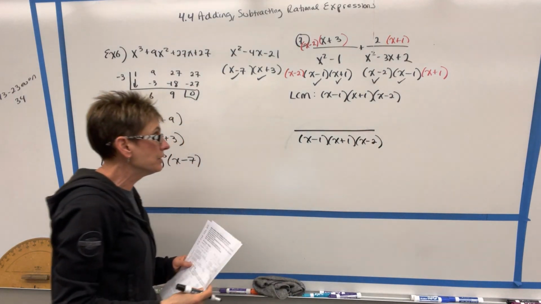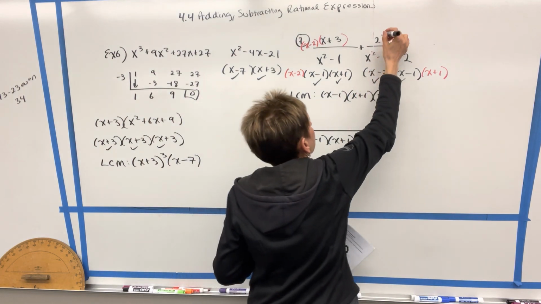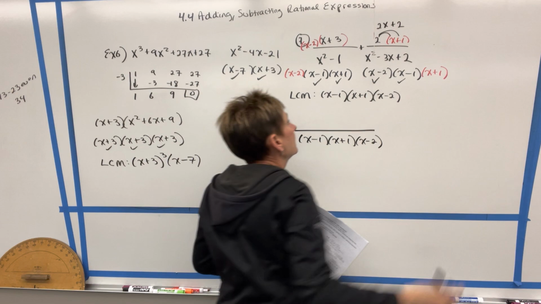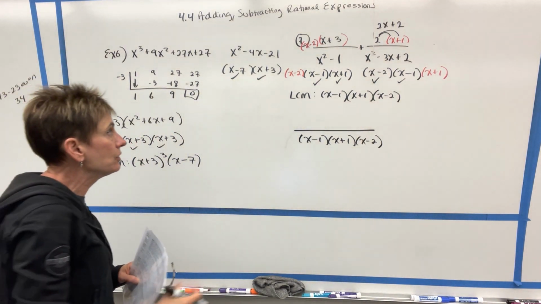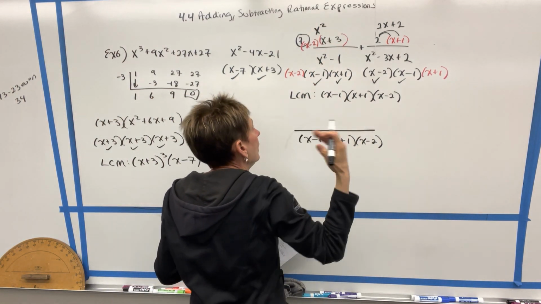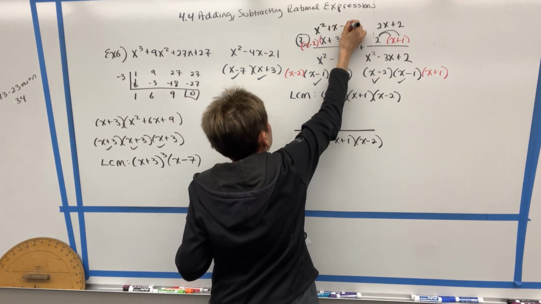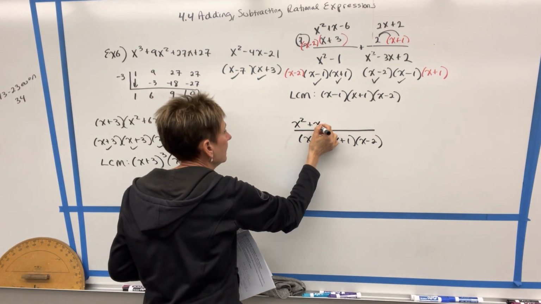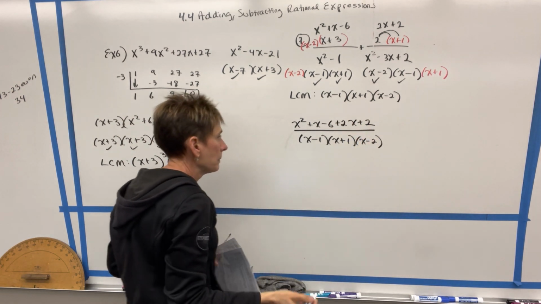And then what I need to do now is combine like terms on my numerator. Let's simplify this. 2 times x plus 1 would end up being 2x plus 2. If I FOIL x minus 2 times x plus 3, I'm going to get x squared plus 3x minus 2x, so that's going to be plus x minus 6. So I've got x squared plus x minus 6, and I'm adding 2x plus 2.